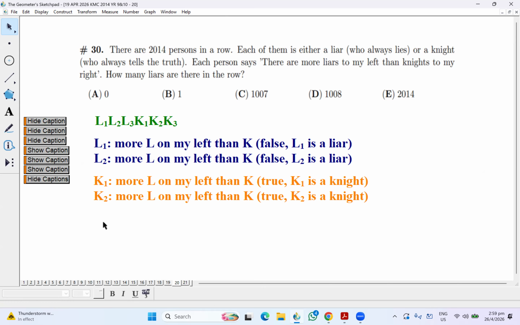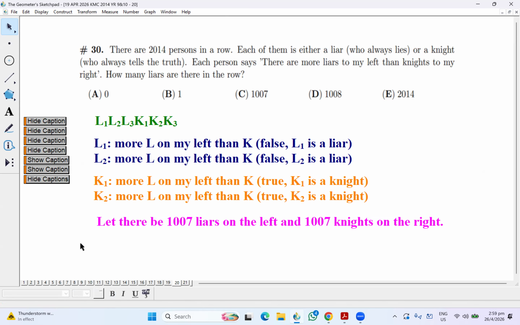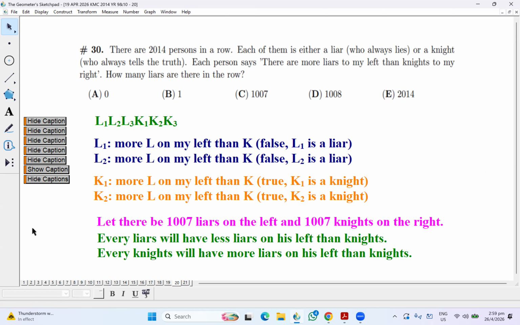So after you study this short example, we can say they are lined up like that: 1,007 liars on the left and 1,007 knights on the right. Every liar has fewer liars on the left than knights, and every knight has more liars on his left than knights. The answer is C. How many liars in the row? 1,007 liars.